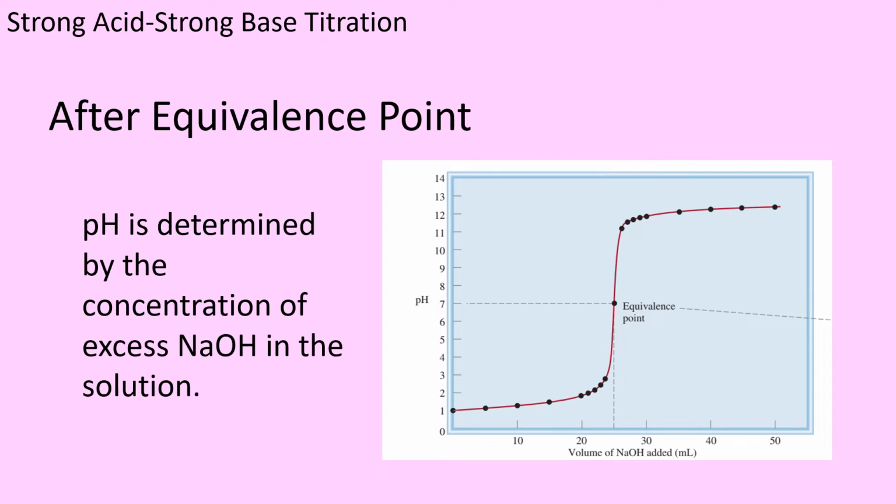Now, what about after equivalence point? The pH is determined by the concentration of excess sodium hydroxide in the solution. Always remember that after equivalence point, the major species that will determine the pH of the solution would be the titrant, or the sodium hydroxide, or the strong base. So the pH of the solution is determined by the concentration of the excess sodium hydroxide or hydroxide ions in the solution. Now let us get to calculations.